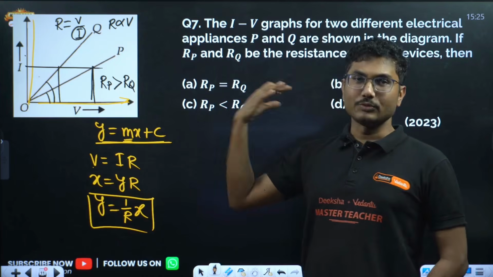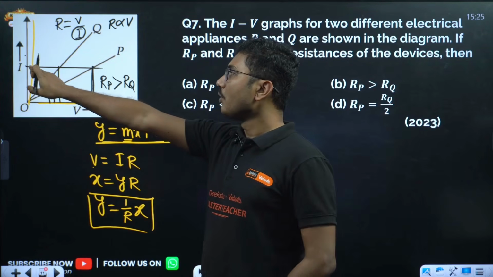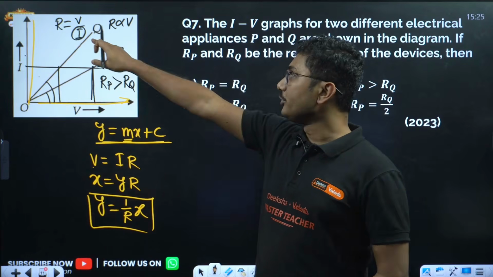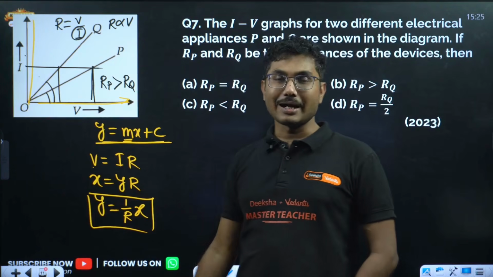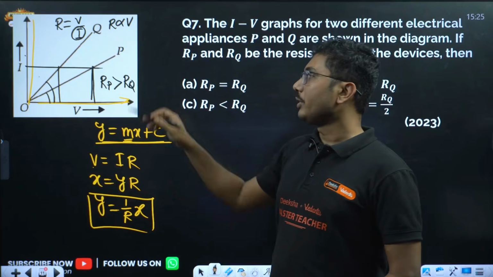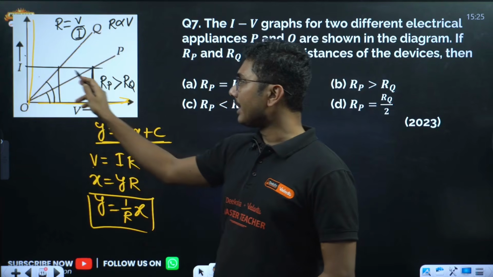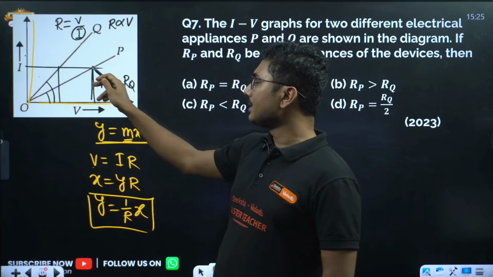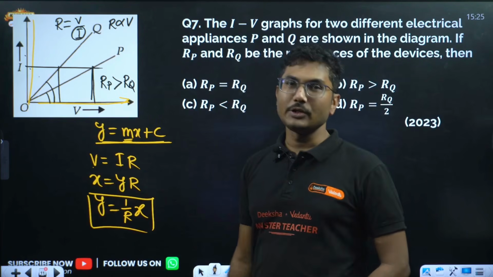Or there is one more shortcut trick where you take the current to be constant, because we know that V is equal to IR, R is equal to V by I. So if you keep the current constant, that is, you draw a parallel line along the x-axis, that is a constant current graph, at this constant current, see who is giving you higher voltage.